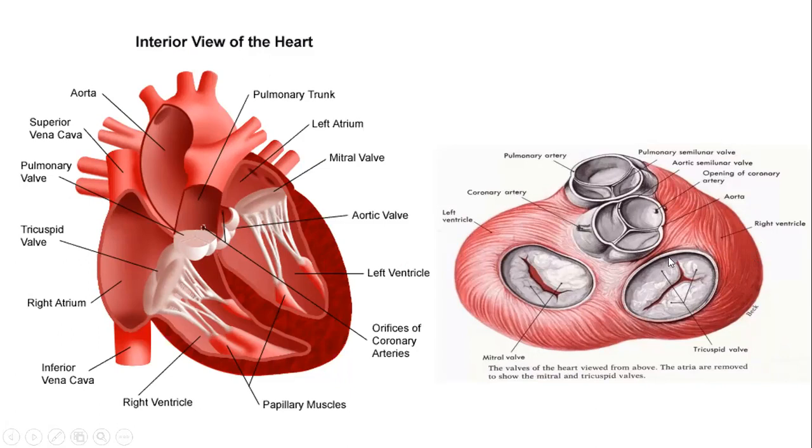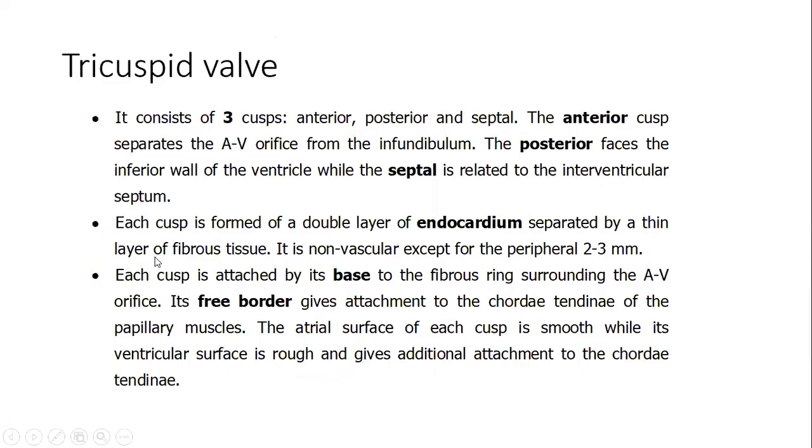Around there is a fibrous ring. This is the fibrous ring around. And here these are the three cusps: anterior, then we have the posterior as well as the septal cusp. Okay. And it is made up of fibrous tissue covered by two layers of endothelium, one from the ventricle and one from the atrium. So it is a double layer of endothelium separated by fibrous tissue.